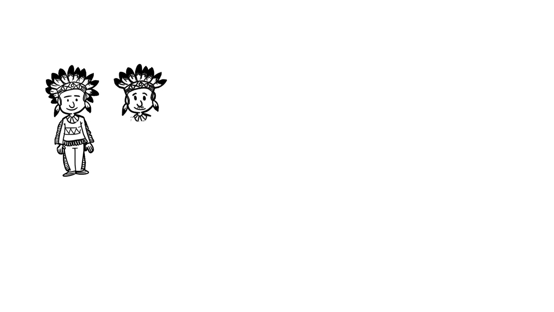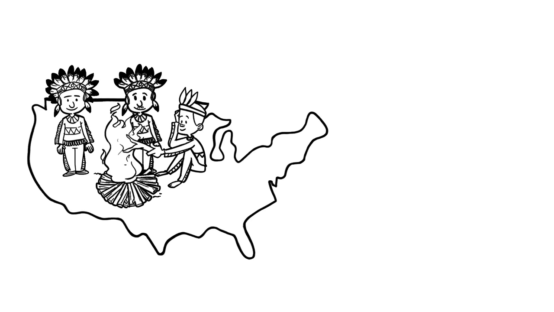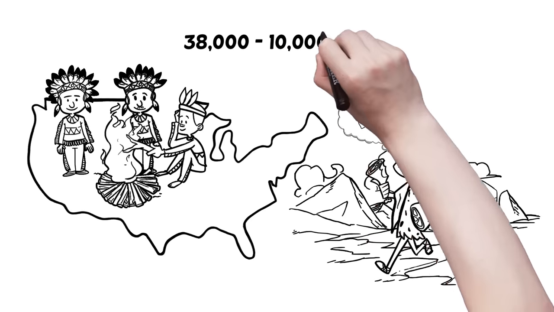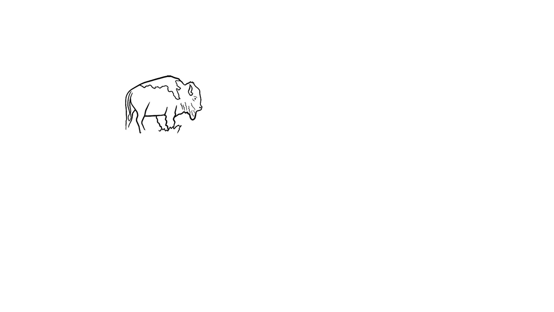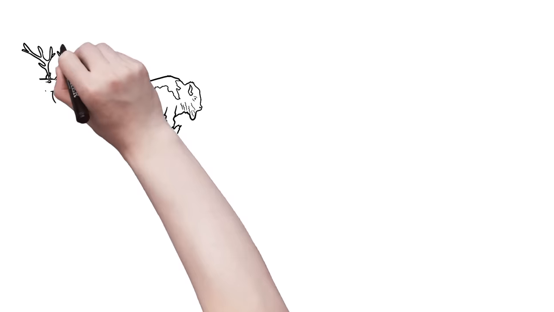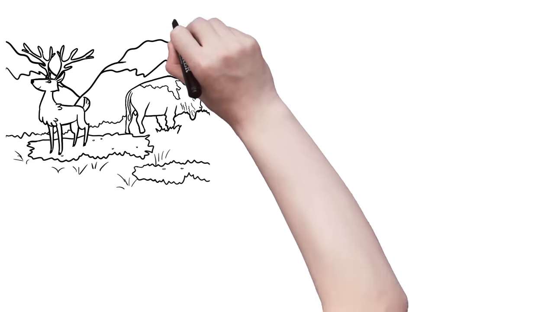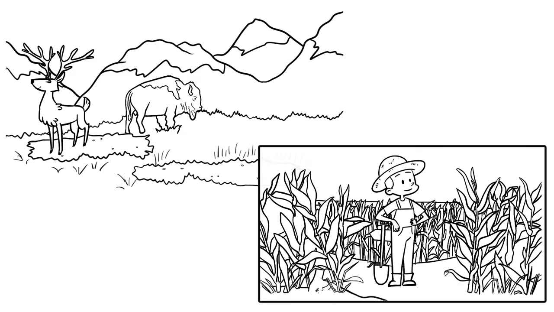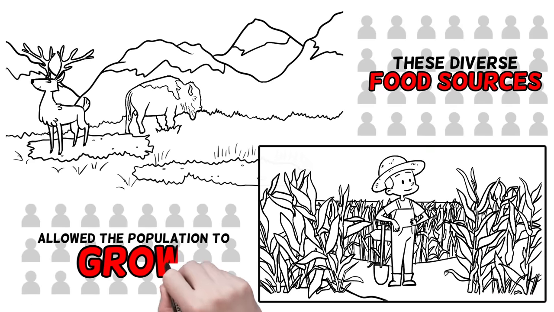Before European settlers arrived, North America was populated by groups of Native Americans whose ancestors migrated from Asia between 38,000 and 10,000 BCE during the Ice Age. Much of the geography of the now United States changed after the Ice Age. New vegetation drew in new animals, such as buffalo and deer. People learned to grow native, wild plants, including maize, on farms. These diverse food sources allowed the human population to grow.